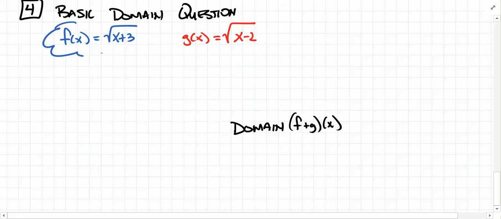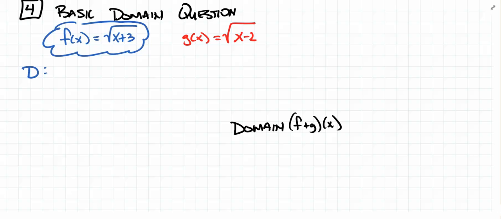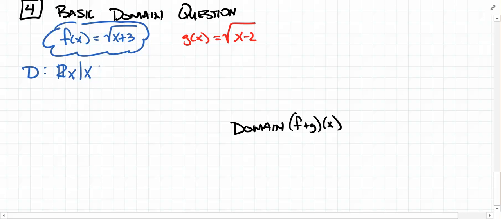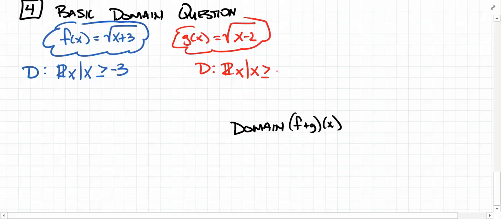Everybody help me out. I'll put f of x over here in a cloud, and tell me the domain for this function for f of x. What would it be? All real numbers x such that x is greater than or equal to negative 3. Perfect, okay? Now over here in the red function, the g function, tell me the domain for this one. What would it be? All real numbers such that x is greater than or equal to 2. Okay. So far, so good. We agree with this? Okay.